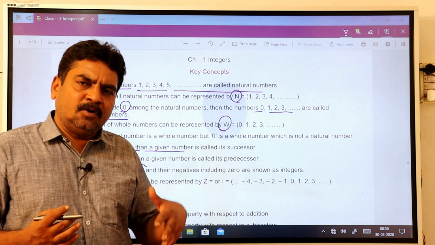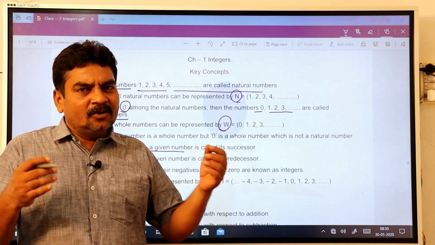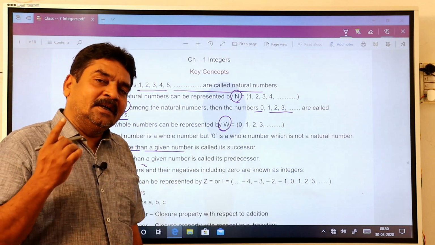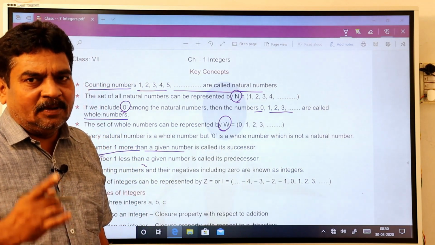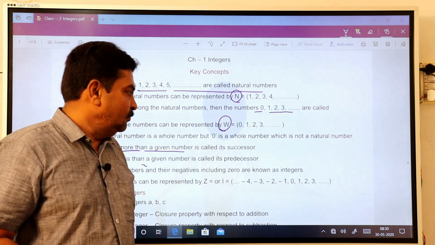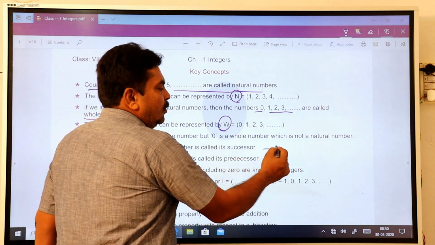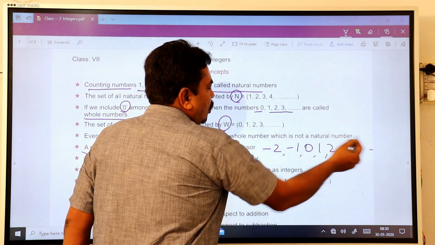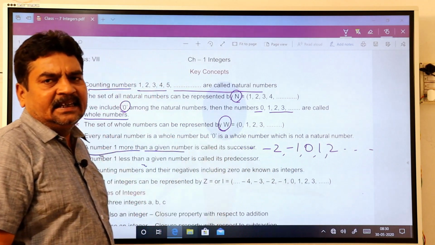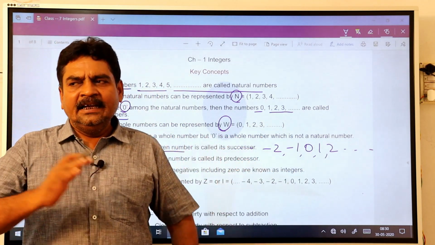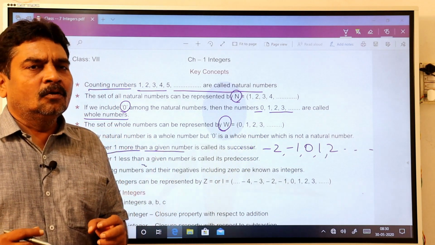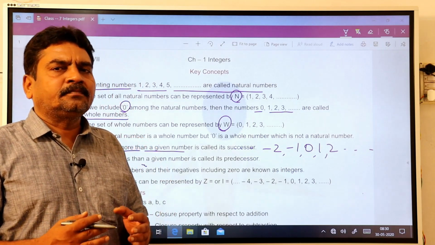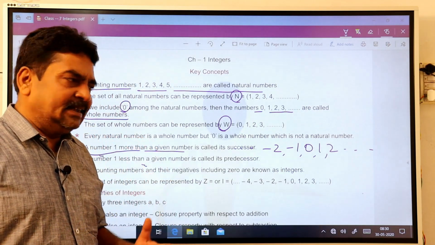All counting numbers, positive and negative, including 0, are known as integers. This integer is represented by either Z or I. For example, -2, -1, 0, 1, 2, and so on, you call integers. Any negative number or any positive number including 0, you call an integer. So this is what we have studied even in 6th class.